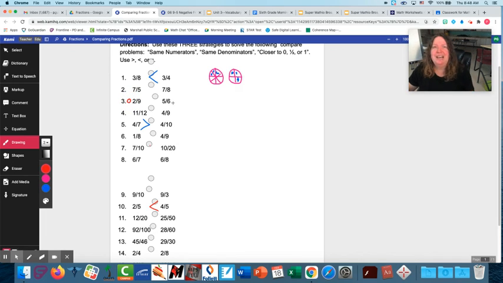And what about 5/6? That means we have 6 pieces, and we're talking about 5 of them, 5 out of the 6 pieces. That's one away from being the whole thing. So that's closer to 1. So 2/9 is closer to 0. 5/6 is closer to 1. That means we know our alligator mouth wants to chomp that 5/6.